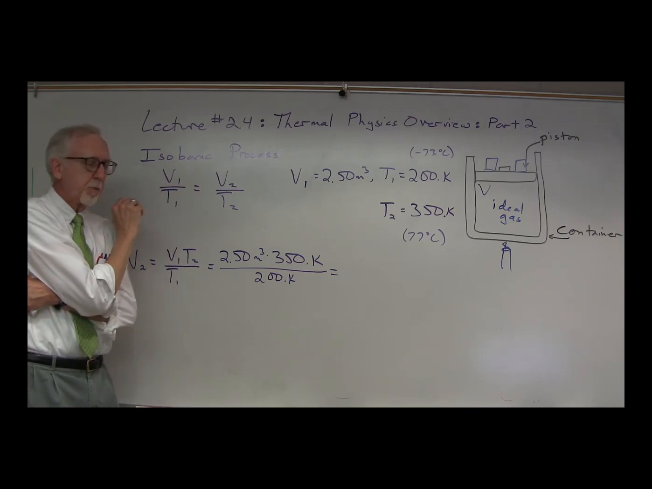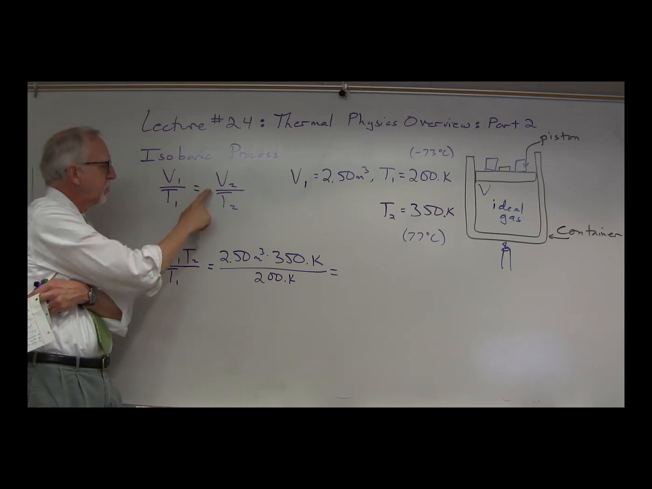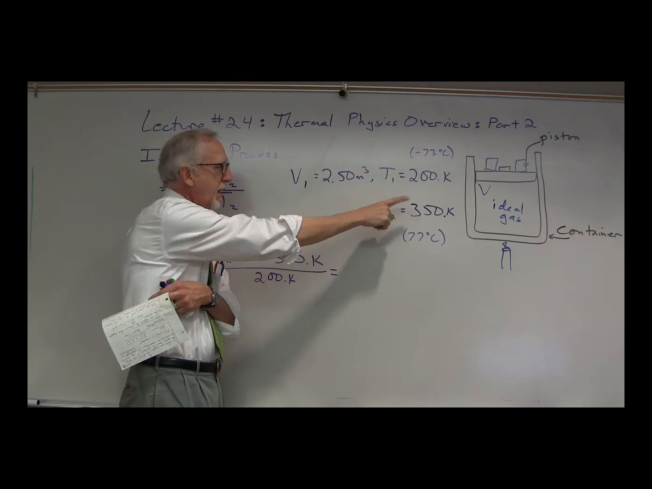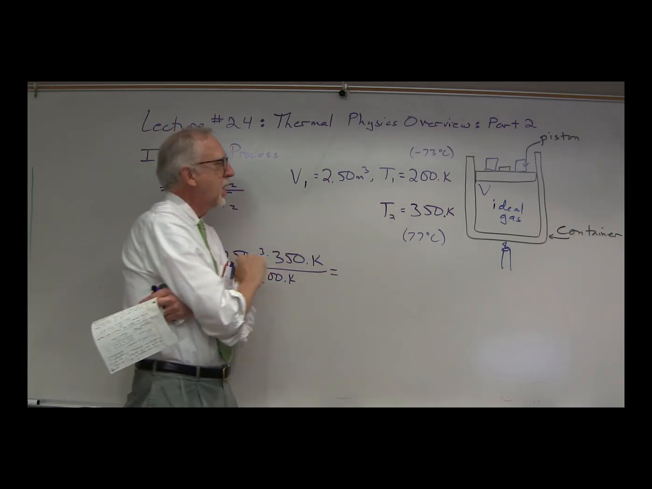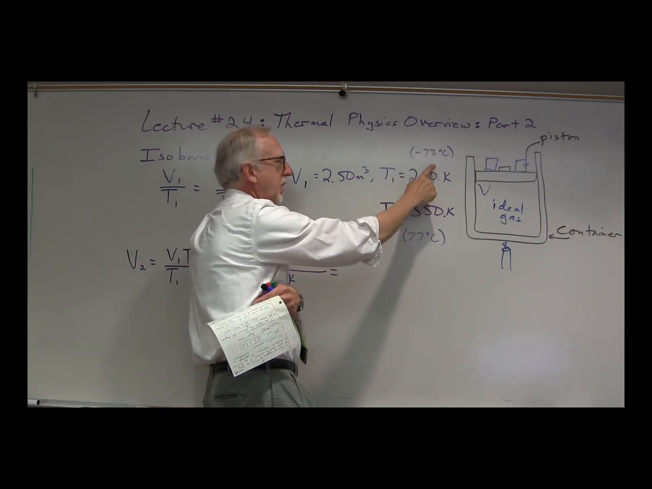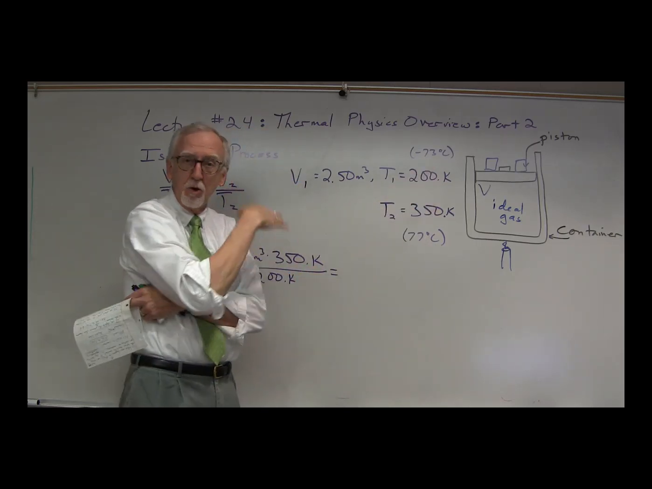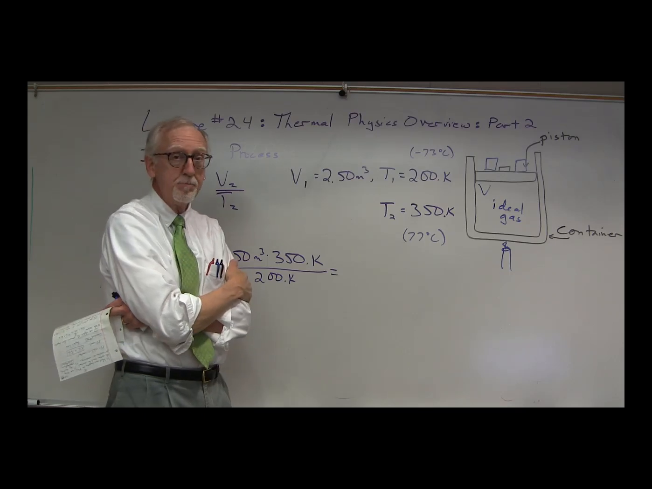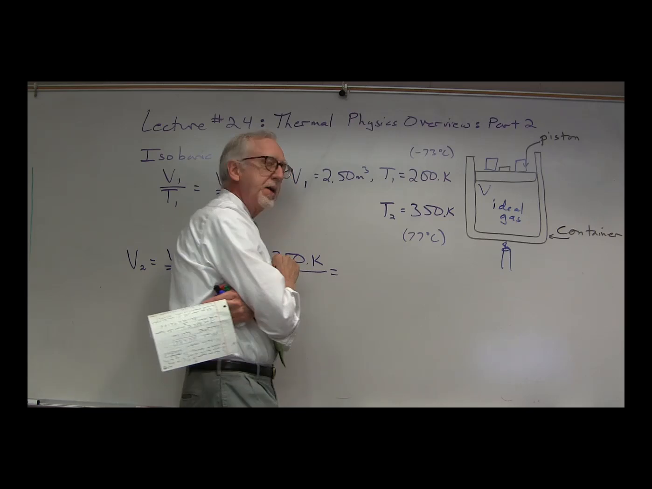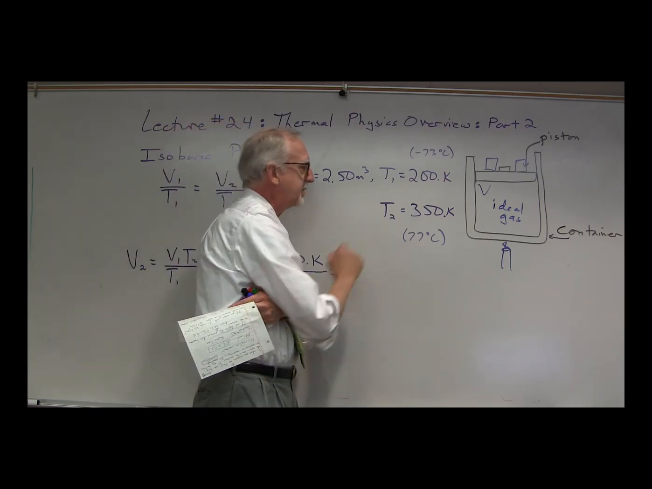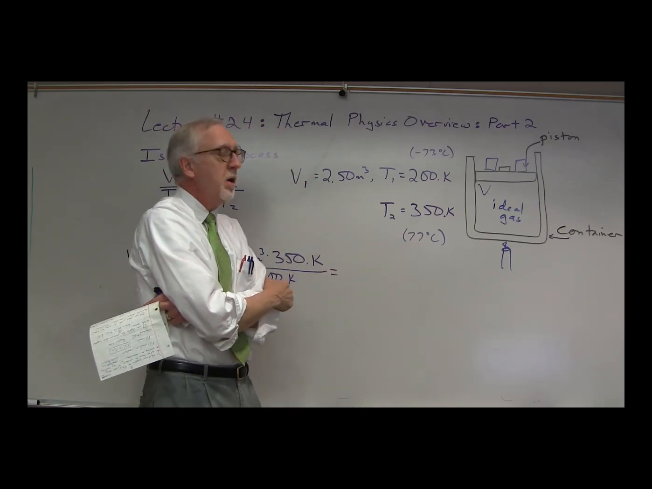For our isobaric process, we know V1 over T1 equals V2 over T2. Let's imagine we start out with our gas with a volume of 2.50 cubic meters at a temperature of 200 Kelvin. In other words, negative 73 degrees. So pretty cold for this gas. But then we heat up the gas so that the temperature goes to 350 Kelvin. In other words, around 77 degrees Celsius.